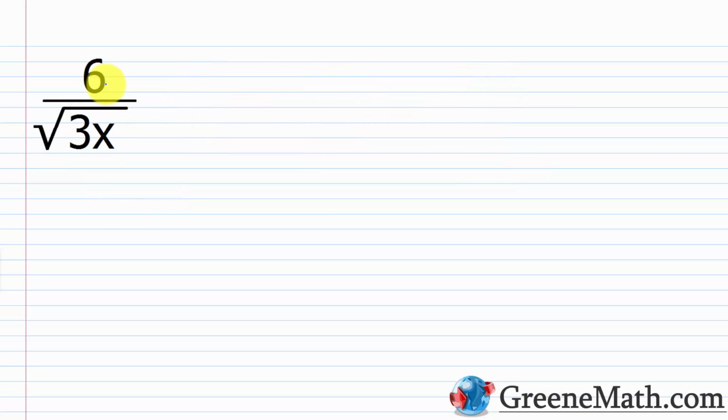So if I had something like 6 over the square root of 3x. This guy right here is already simplified, so I'm just going to multiply this by the square root of 3x over the square root of 3x. And what would I get? 6 times the square root of 3x is just 6 times the square root of 3x. Down here, the square root of 3x times the square root of 3x is just 3x.